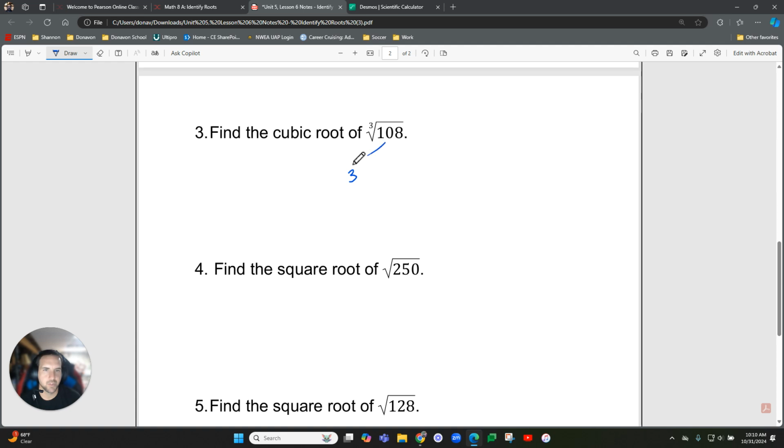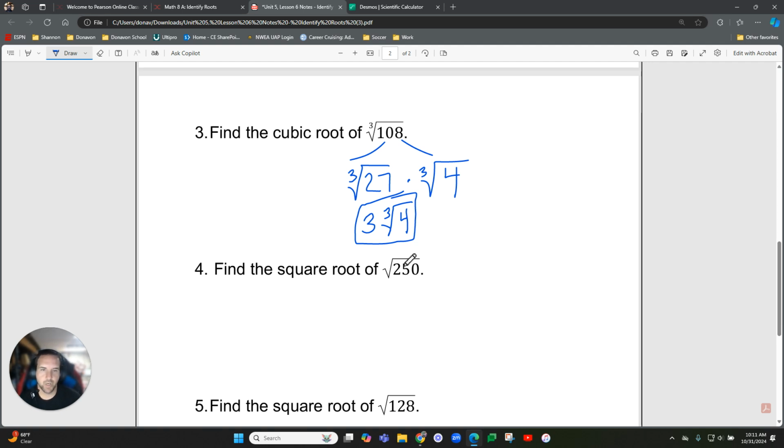We're going to break this down to the cube root of 27 times the cube root of 4. Okay, so the cube root of 27 is 3, because 3 times 3 times 3 is 27. And then times the cube root of 4. So we simplify the cube root of 108 to 3 times the cube root of 4.